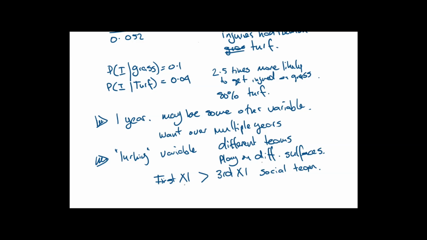Okay, but the first 11 will play on the best field, whereas the third 11 will play on a different field. And the first 11, because the tackles are going to be more meaningful, are going to be faster games, by definition, than the social teams. If you're playing in the third 11, you're not going to slide into a tackle and take a guy's knee out, something like that. So then there may be some lurking variables. But the big thing is that the vast majority of these games have been played on turf.